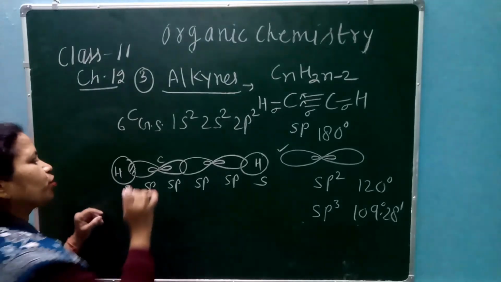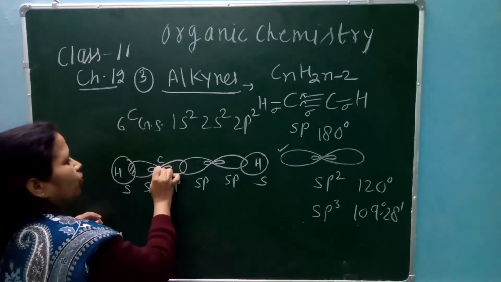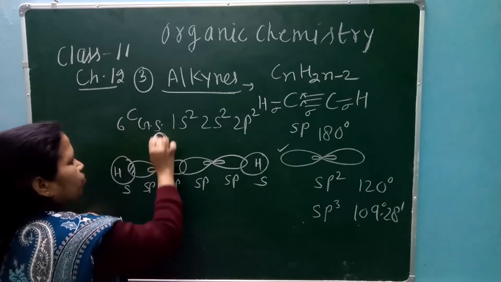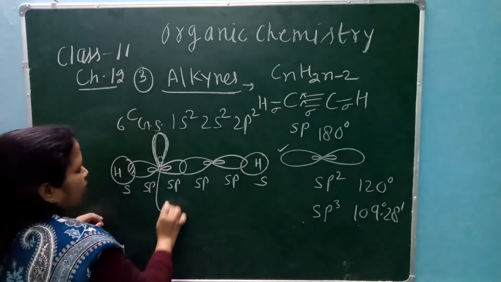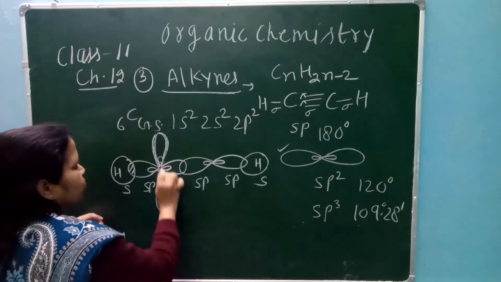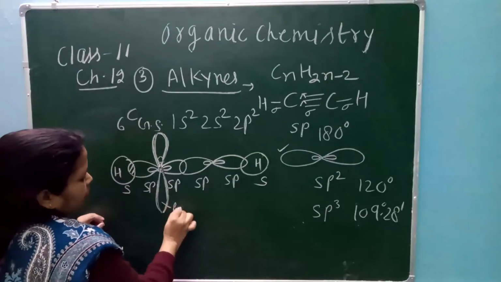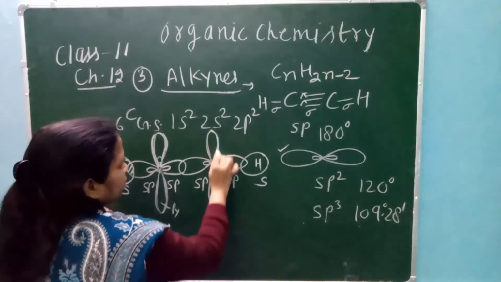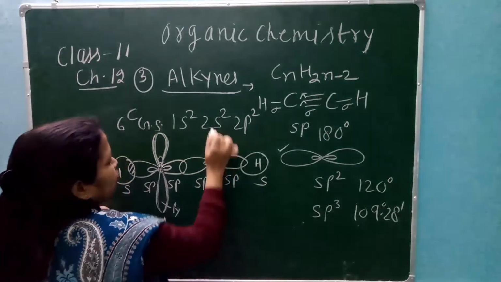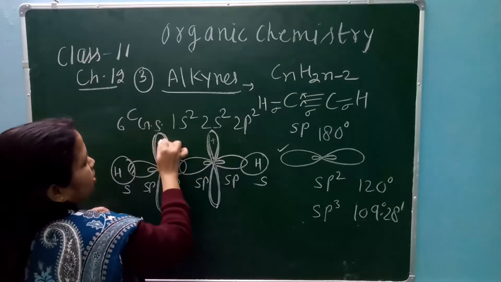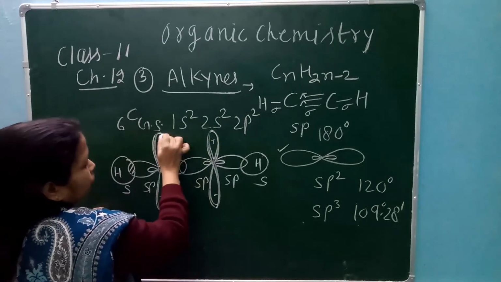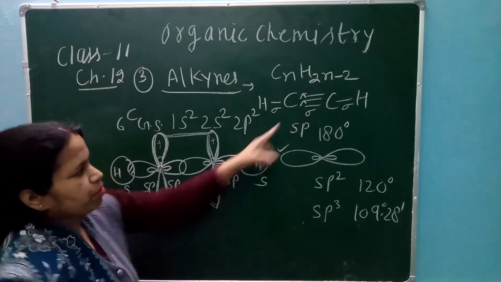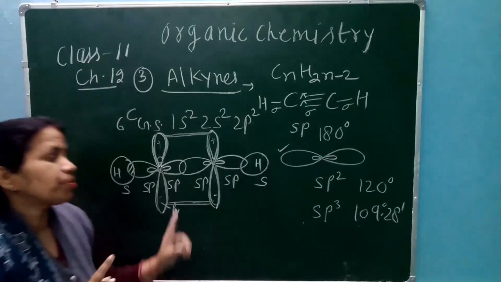How to write 2p orbitals? This is one p orbital. This is py. Here is again the py orbital. It contains plus and minus lobes, plus and minus always. So there is sidewise overlapping. So one pi bond is formed.